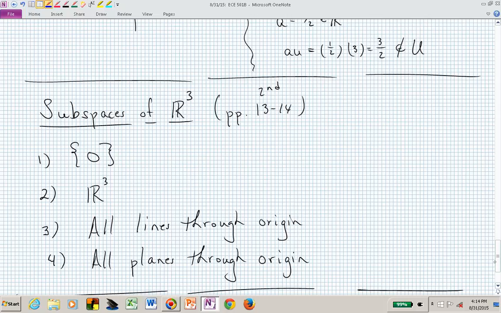And we can extend what we just talked about in R2 to R3. We can have the origin. We can have the entire three-dimensional space. We could have lines, one-dimensional subspaces, and we could have two-dimensional subspaces, which are now planes. But all of those lines and planes, in order for those to be subspaces, need to pass through the origin in our three-dimensional space. Are there questions on these examples?